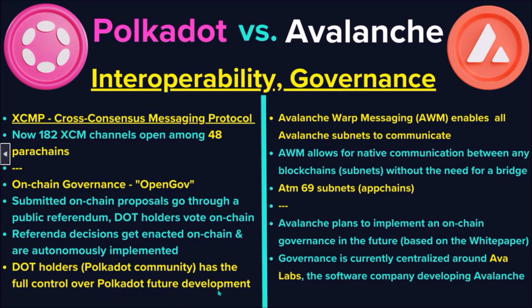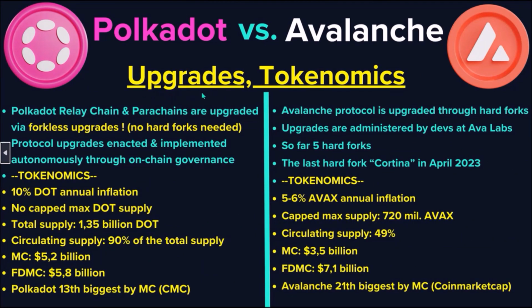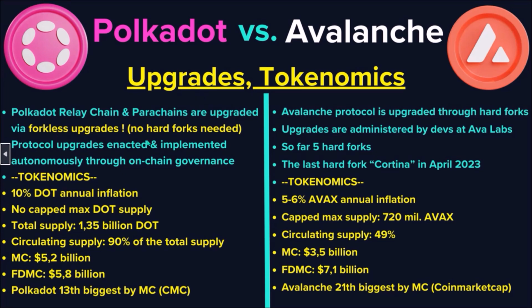Governance brings us to upgrades, which determine how easily the blockchain can upgrade its state transition logic, an absolutely crucial topic. Thanks to Substrate, the Polkadot relay chain and also all parachains can be upgraded very easily through forkless upgrades, so there is no need for painful hard forks.